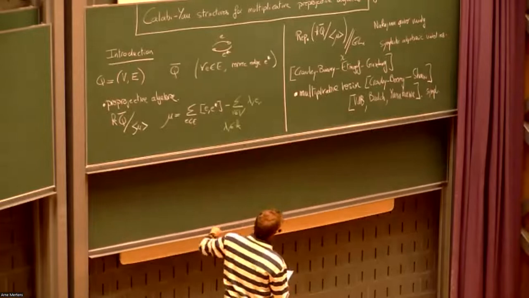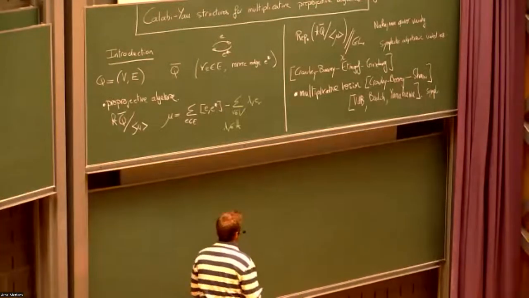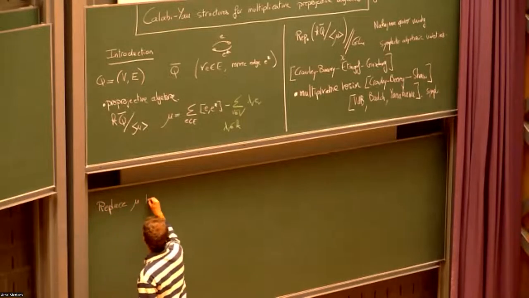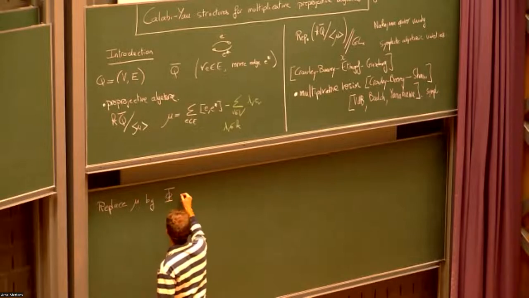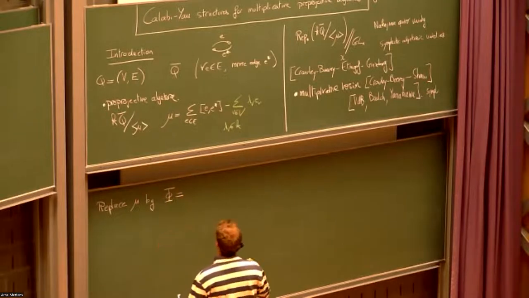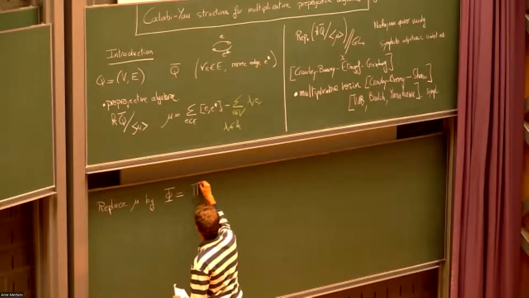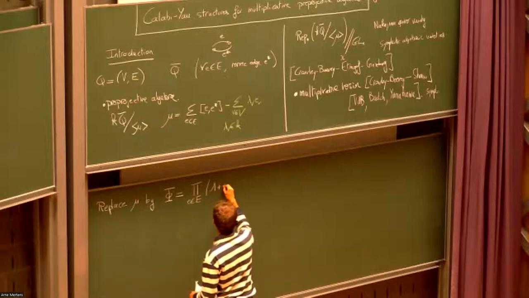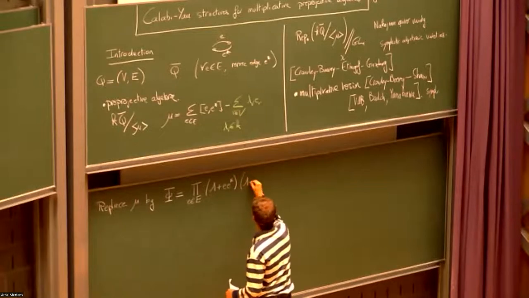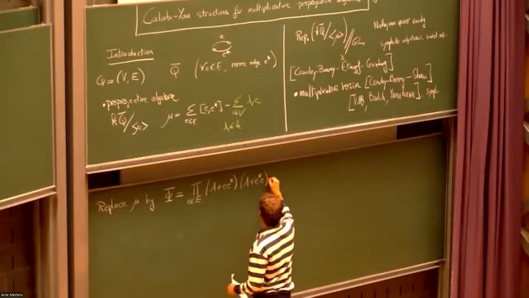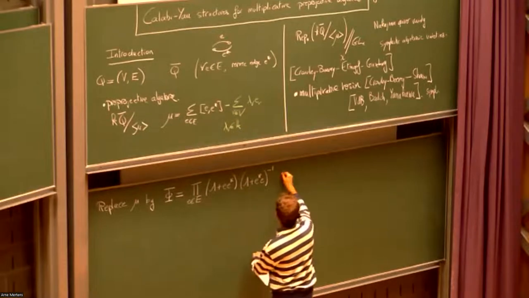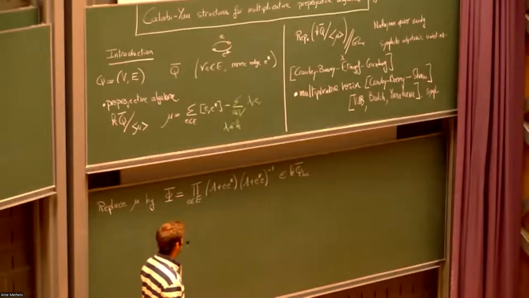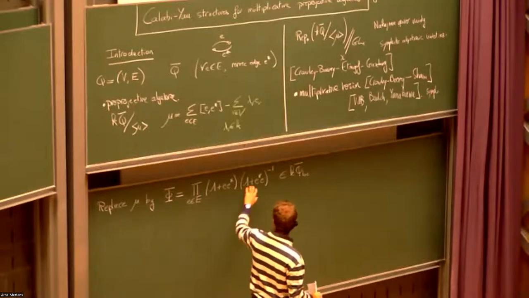All right, so essentially what we do here, we replace this element mu by a different one, let me call it phi, which is defined in the following way. So instead of having a sum, we're going to have a product. So it's the product over all edges of the following thing. So one plus e star e times one plus e e star inverse. So this takes place in a localization of the path algebra of the double quiver. The localization is just that we invert this element here.